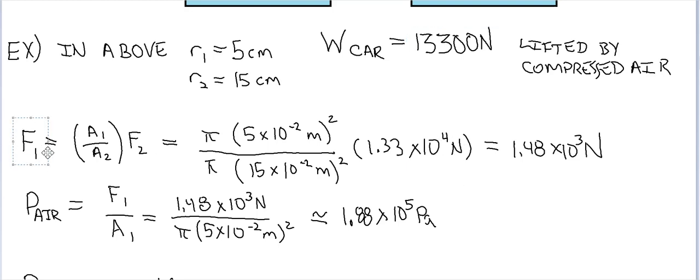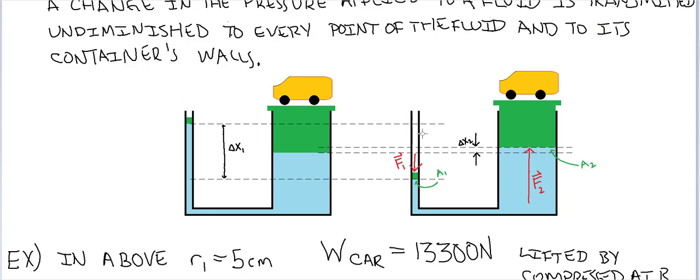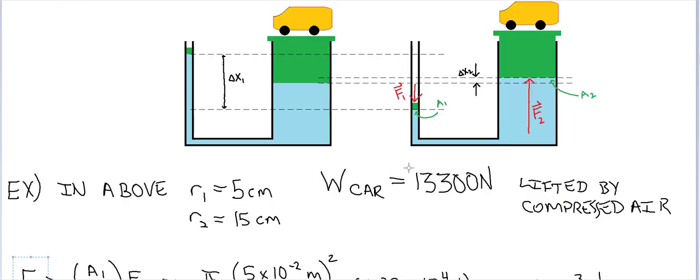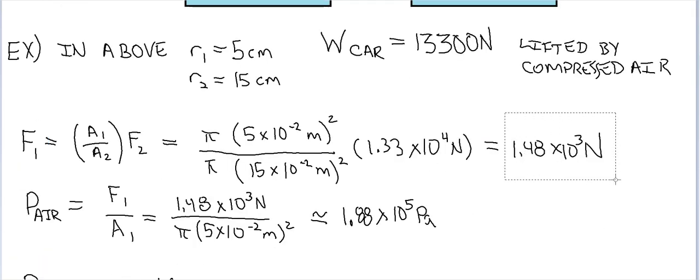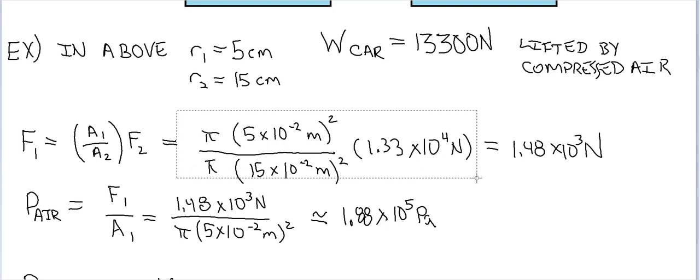What this tells us is that F1, the force that the air needs to push down with, is equal to 1.48 times 10 to the 3 newtons. That's only 1,480 newtons, right? Hopefully that's not terrible, just carrying through this math.